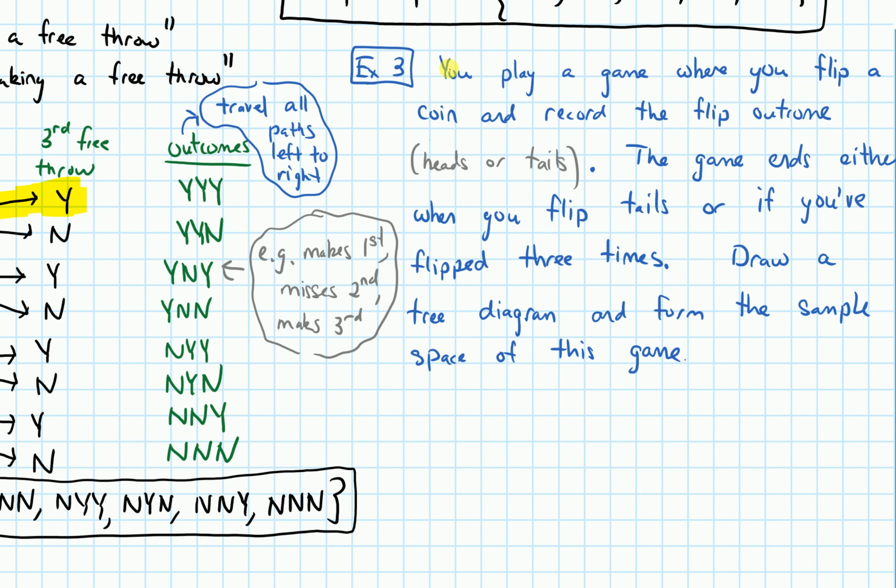This example says you play a game where you flip a coin and record the flip outcome, whether it's heads or tails. We're not going to consider the small chance that maybe it lands on its side. The game ends either when you flip tails or if you flip 3 times. Draw a tree diagram and form the sample space of this game.